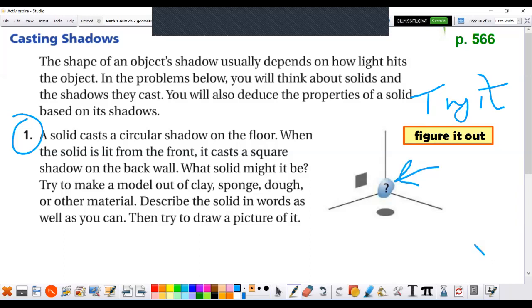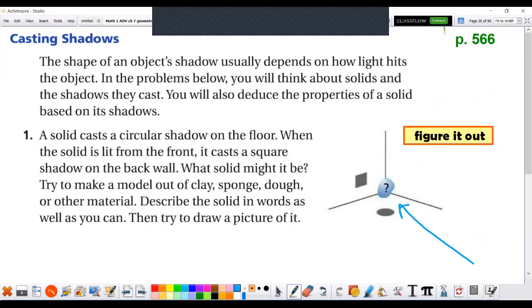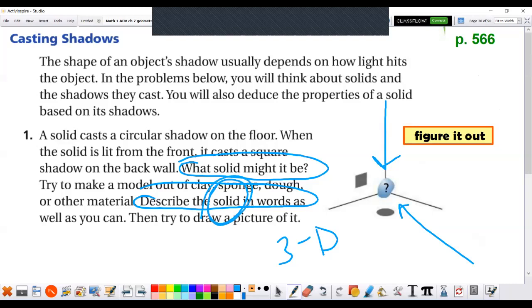And when the light shines this way, it makes a square on the wall. But when the light shines from the top straight down, it makes a circle. What solid might it be? Describe the solid in words. So remember, this is 3-dimensional. It's 3D. That's why we use the word solid as opposed to being flat. So try to name it or draw a picture of it.